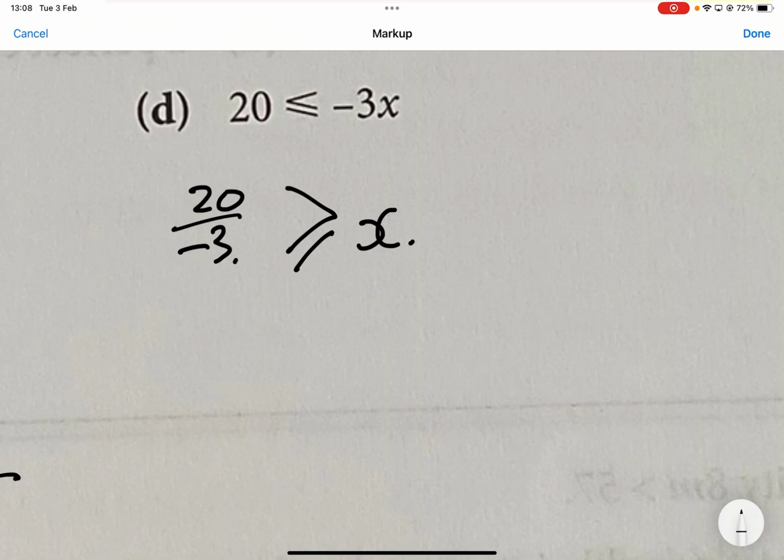Okay? How do I read this? English, read from the left. 20 over negative 3 is larger than or equal to x. Okay? But to really show that I have solved this, I must put my x on the left. But x is smaller than or equal to 20 over negative 3. So I must change this side also. When I put my x on this side, x is smaller than or equal to this.